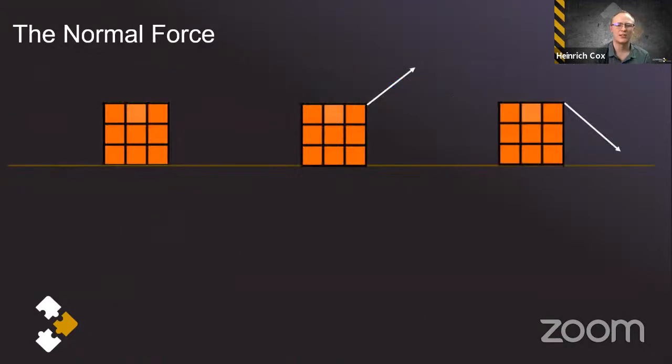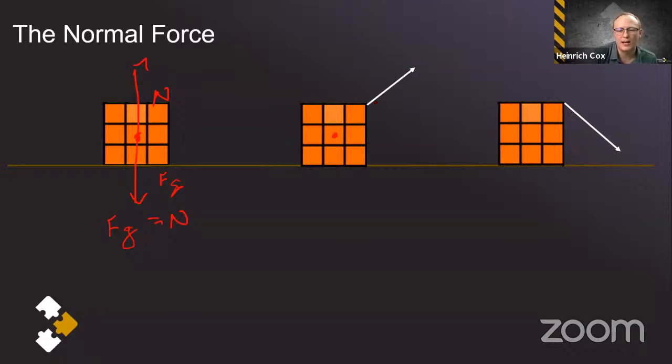Okay, so let's look at some examples. So let's say we've got this cube, and this cube is just chilling there, not doing anything. So in that case, the forces acting on it are Fg going down and the normal force going up. And in this instance here, because the cube's not going anywhere, by Newton's first law, Fg is equal to the normal force.